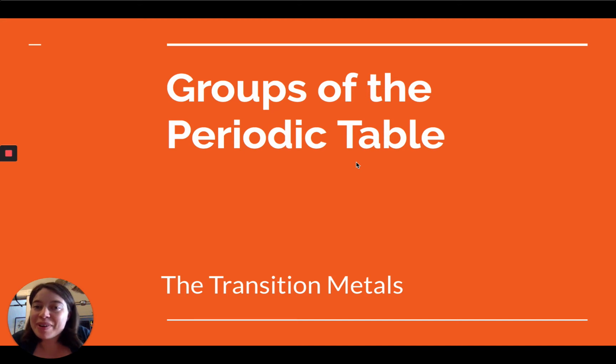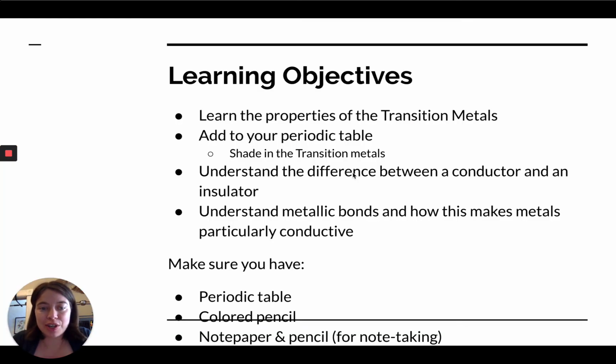Hi everyone, today we're going to be continuing our discussion of the different groups of the periodic table by looking at the transition metals. So we've got a couple goals here. First, we want to learn the properties of the transition metals, and we're going to add them to our periodic table. So we're going to be shading that in, which means you'll need a colored pencil.